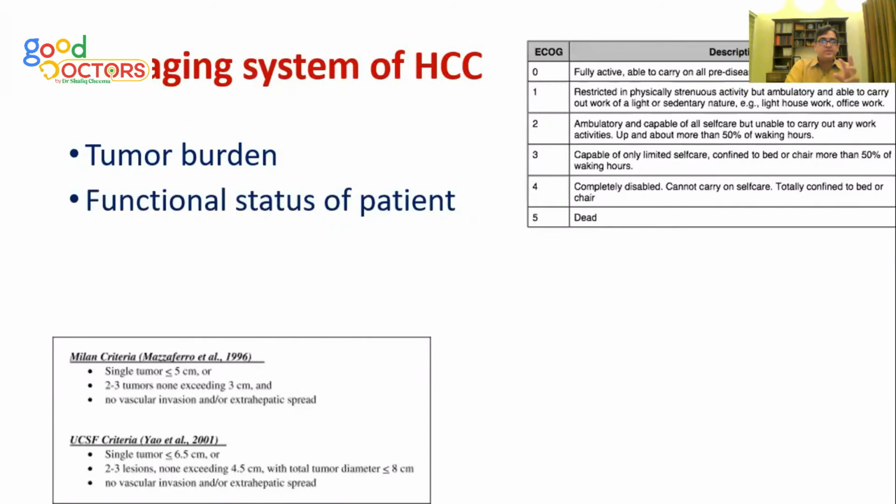The other is the ECOG status of the patient. That's basically the functional status of the patient. ECOG 0 is fully functional, taking self-care, performing all routine activities, and ECOG 4 is the one who is spending more than 50% on the bed. He is unable to take care of his self-care, and he's totally confined to the bed. So this is how we stage the patient regarding his overall activity status.